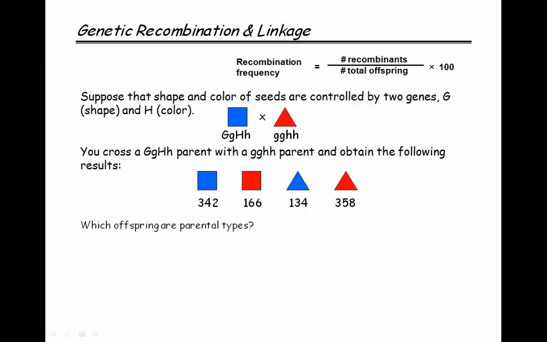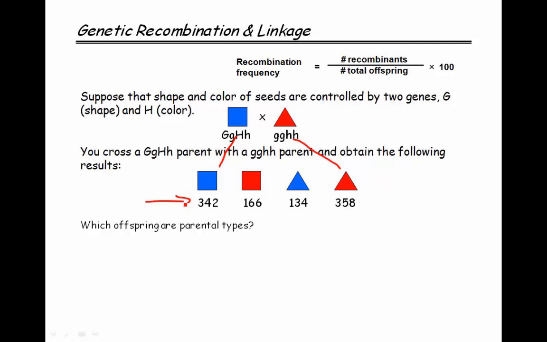So first off, if we're going to interpret these results, we need to be able to figure out which offspring are the parental types. By parental types, we're looking for ones that look like the parents. So if we just look at the ones that look like the parents, we can just say, okay, well, the blue square, the red triangle. Even more simple than that would be to just roughly glance at the numbers that we have here. First off, the numbers are nowhere near equal, and we wouldn't expect them to be exactly equal, but we've got some that are in the 300s, the other ones are in the hundreds.